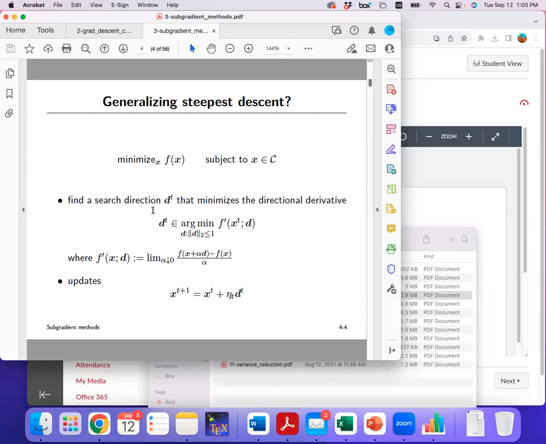Again, our algorithm design is still following such a very simple update rule. Every time, x_{t+1} is x_t minus a step size eta times a search direction or update direction d_t. And in the previous algorithms that we discussed, this d_t is in most cases the negative gradient. But when the function is not differentiable, we need to think about some surrogate notions of gradient.